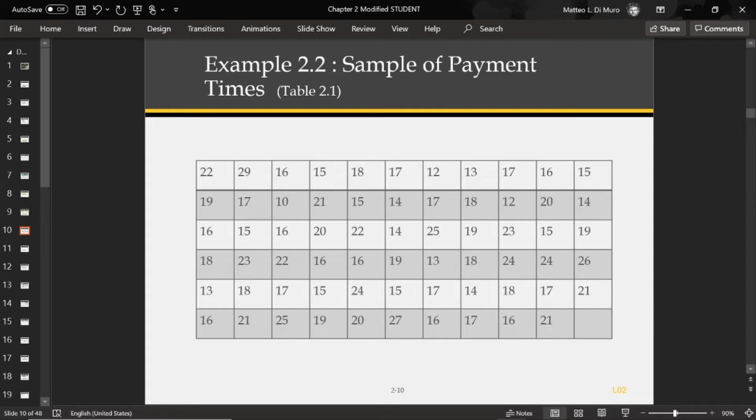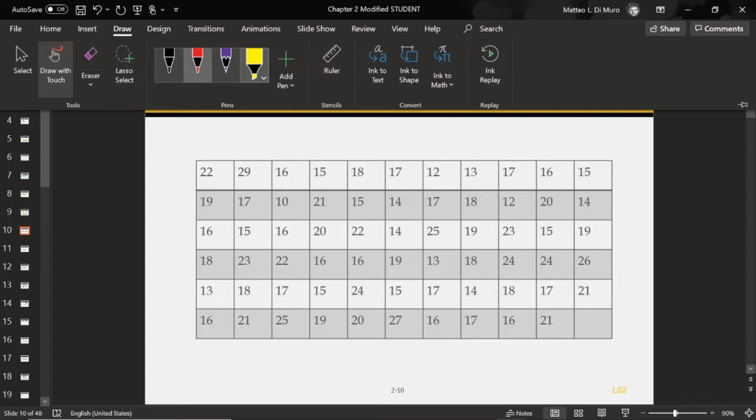So we're going to switch to a different set of data. Now this one is a sample of payment times. So just how many days I believe it took, say, a client to pay an invoice that a business sends them. So each box is a different data point. So you got 22 days, 29, 16, and so on. One thing you're going to have to do in this question right away is figure out how many pieces of data there are.